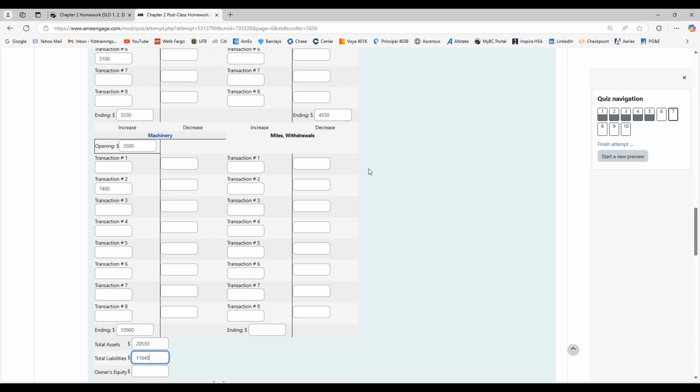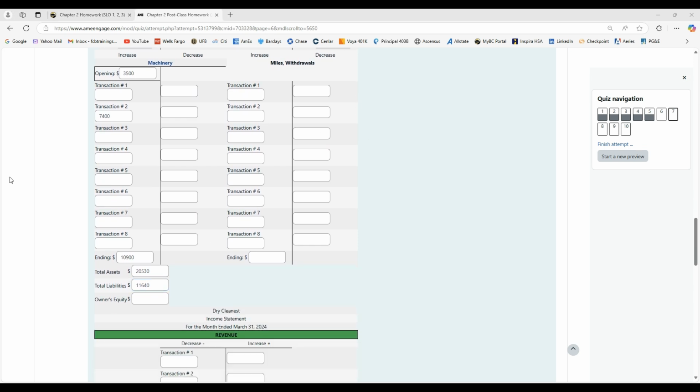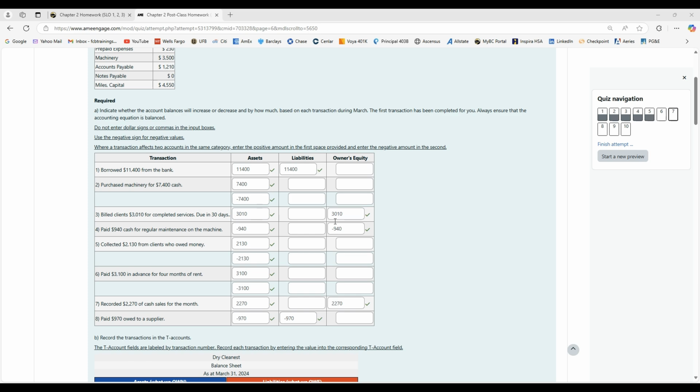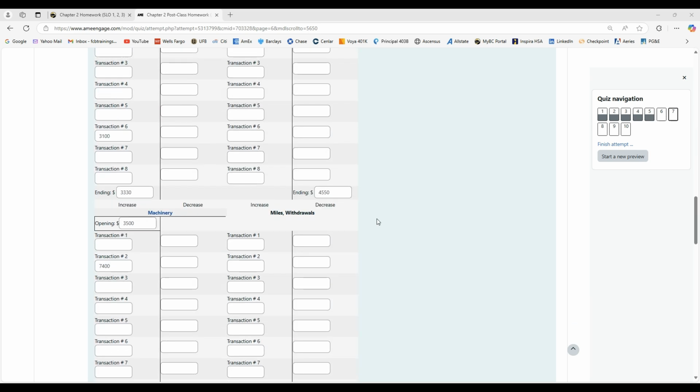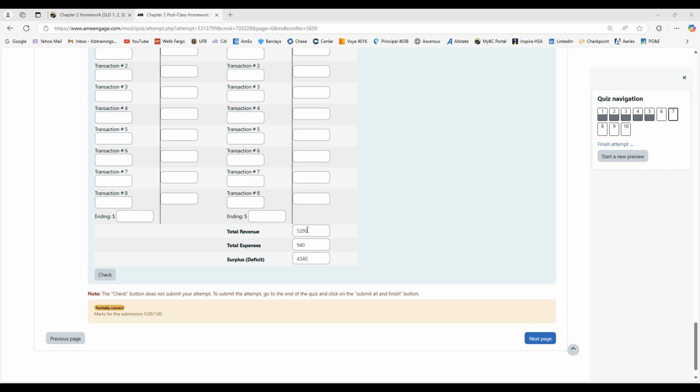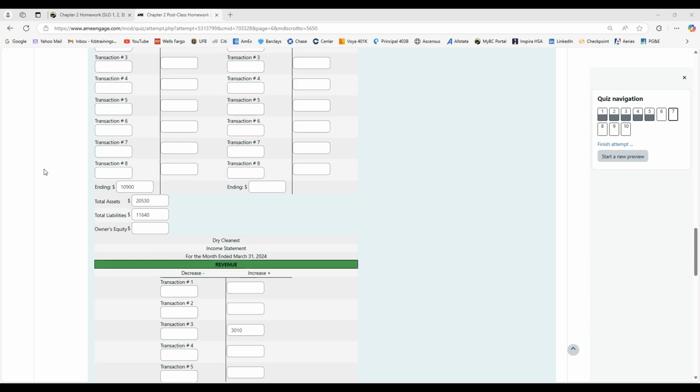And then owner's equity of beginning balance of 4,550, right, plus our net income, which is 4,340. I got 8,890.